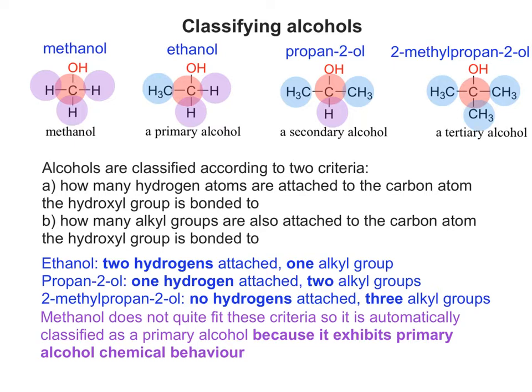But just to reiterate what I said there, primary alcohol chemical behaviour is shared with methanol, so methanol would actually classify as a primary alcohol, even though it doesn't share the same structural criteria that we talked about this time.